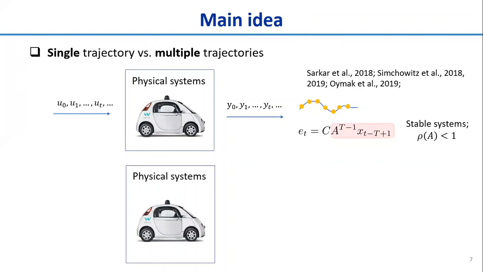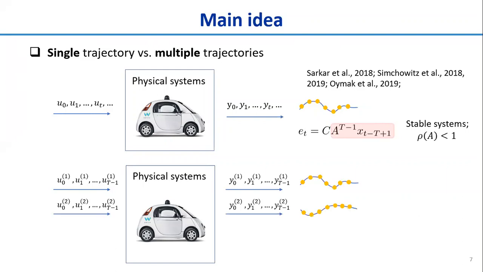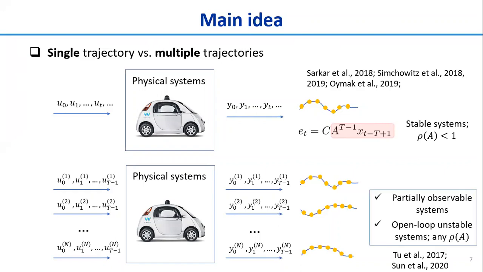And in our work, we consider the case where we can perform multiple experiments by resetting the system, and each experiment has a finite length T, so every signal is bounded in each experiment for both open-loop stable and unstable systems. And this setup is suitable for the identification of open-loop unstable partially observable systems. And this is the main idea of our approach.